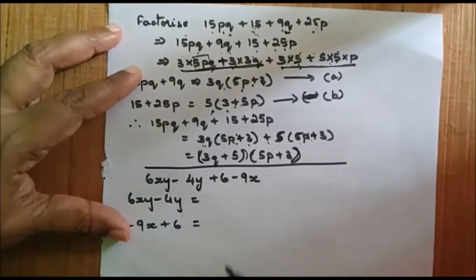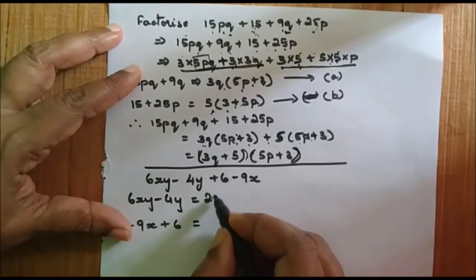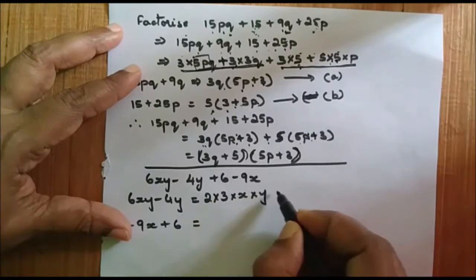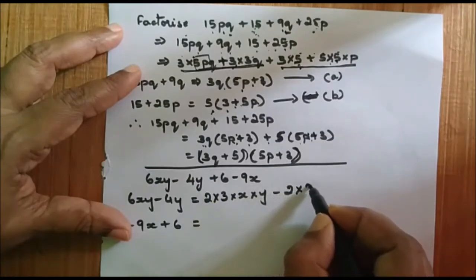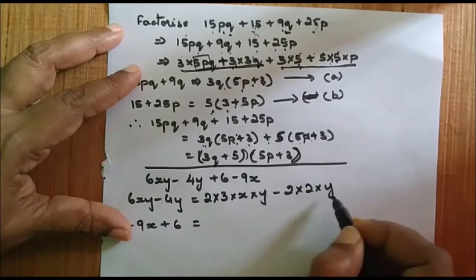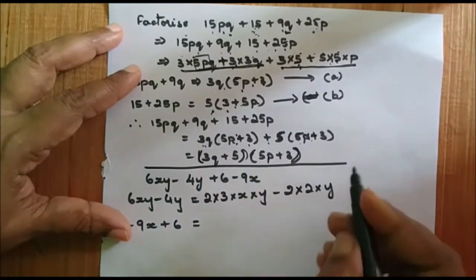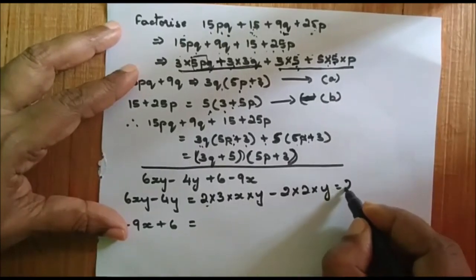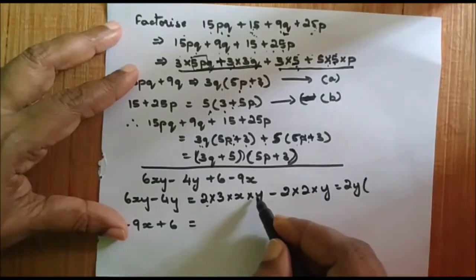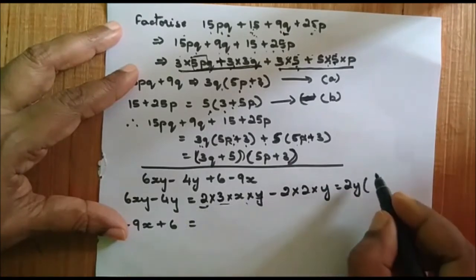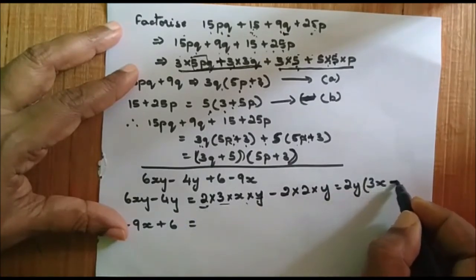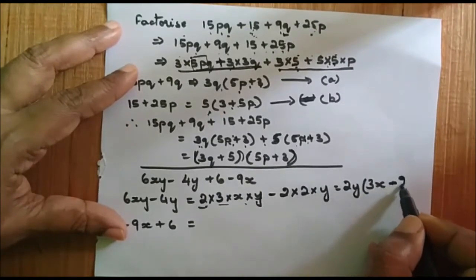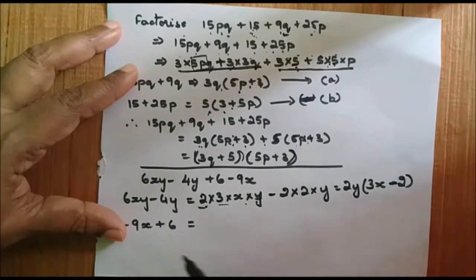Now let us take this example. This can be written as 2 into 3 into x into y minus 4 can be written as 2 into 2 into 2 into y. What are the common terms in this? 2 and y is common in both the terms. So I take my 2y outside. When I take 2y outside, what is remaining? 3x is remaining. I write the minus sign. I take out 2y from here, so it is 3x minus 2.